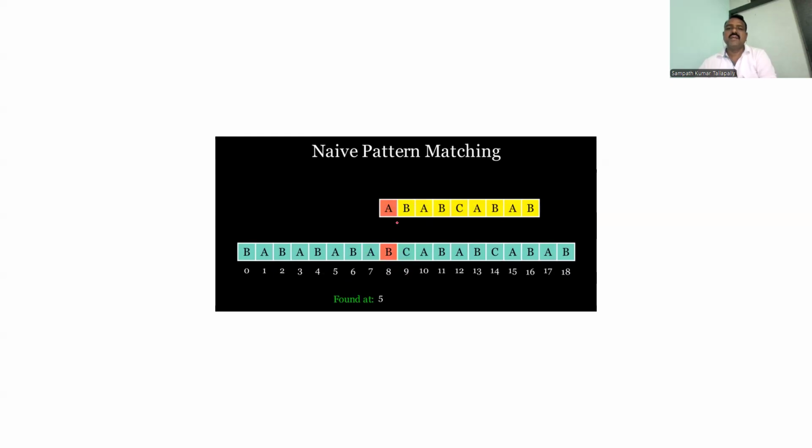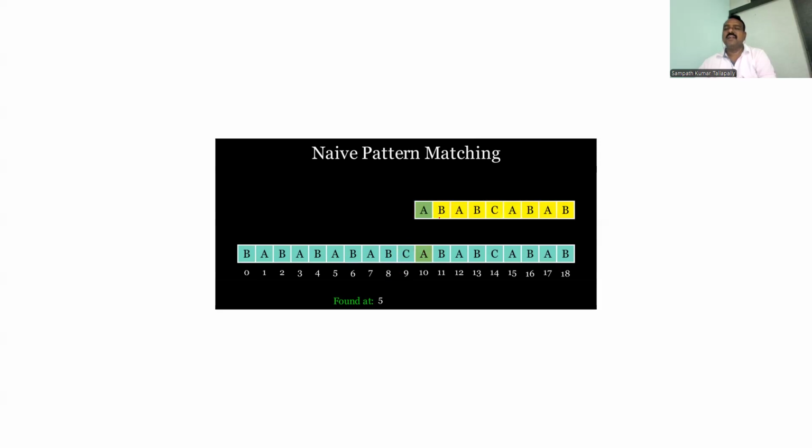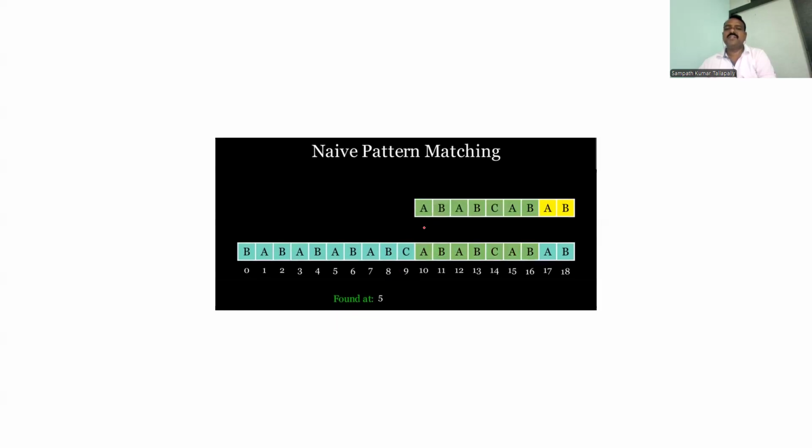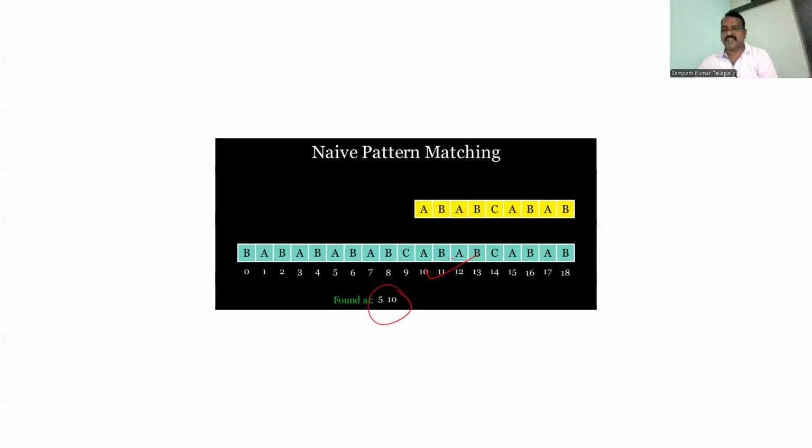Now again we see these two characters are not matching. Because these two characters are not matching, we increment the index, and these two characters are not matching. And now at this point, we see that all these characters are matching. Because all these characters are matching at index 10, we say that this substring occurred twice in your given string. So now we take the indexes where we found the substring in my actual string. This type of matching algorithm, I call the Naive pattern matching algorithm.